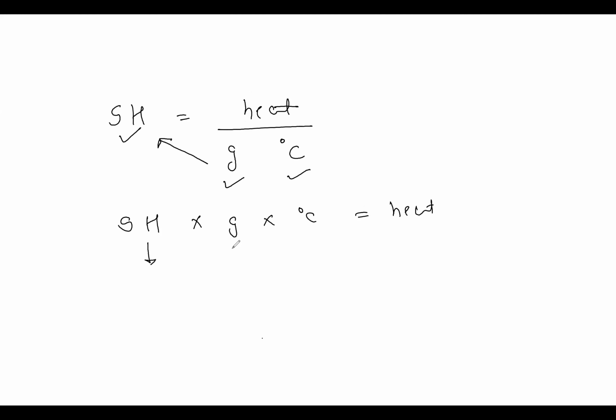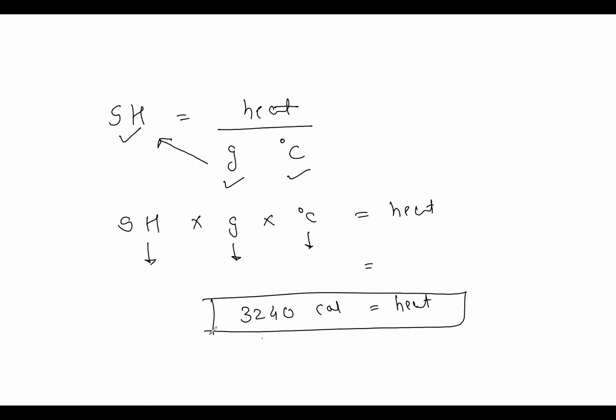We plug in the value of specific heat, we plug in the value of grams and degree Celsius. So when we do the math, we get our final answer. Let's say it is 3420. The unit is going to be calorie, which is equal to heat. So this was the answer. This is what we're supposed to get. Does it make sense?